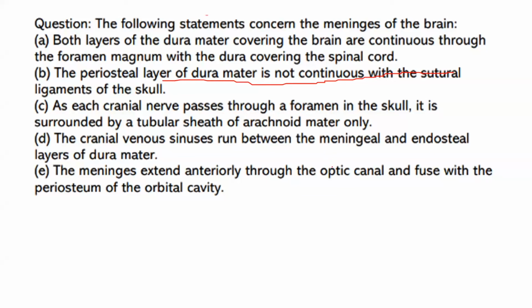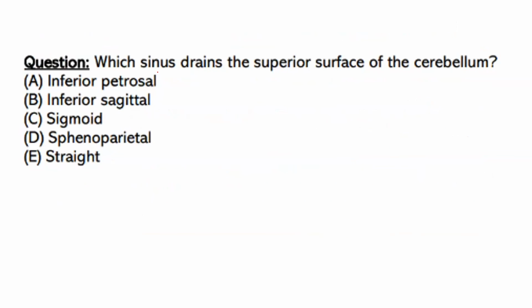D, cranial venous sinuses run between the meningeal and endosteal layers of the dura mater. This is the right answer. And finally, E, the meninges extend anteriorly through the optic canal and fuse with the periosteum of the orbital cavity. Which sinus drains the superior surface of the cerebellum? The answer here is the straight sinus.